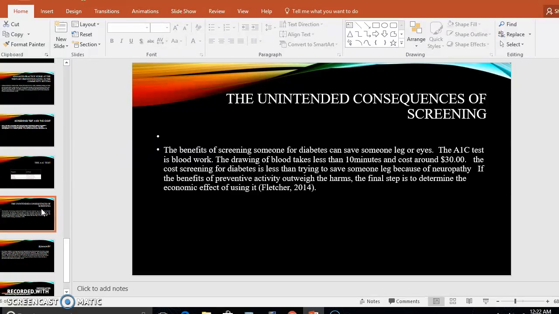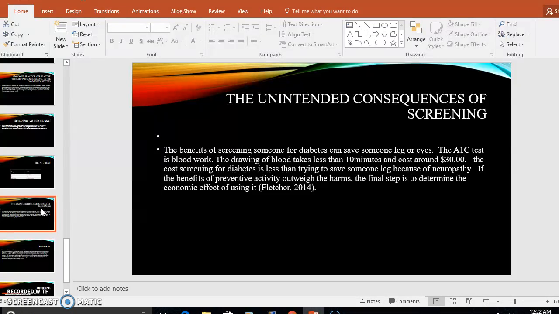The unintended consequence of screening. The benefits of screening someone for diabetes can save someone's legs or eyes. The A1C test is blood work. The drawing of blood takes less than 10 minutes and costs around $30. The cost of screening for diabetes is less than trying to save someone's leg because of neuropathy.